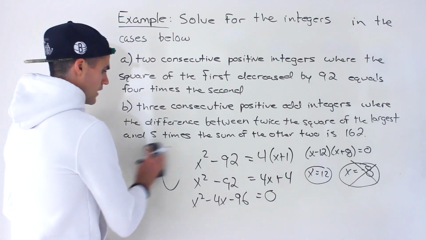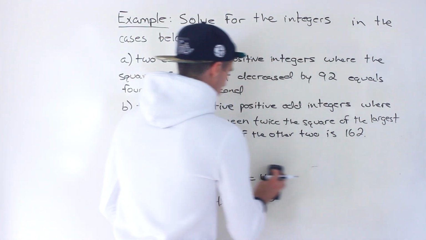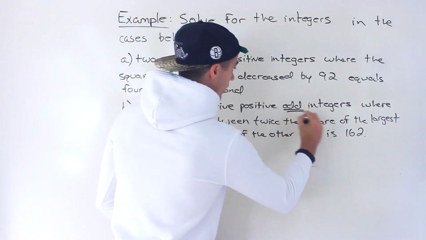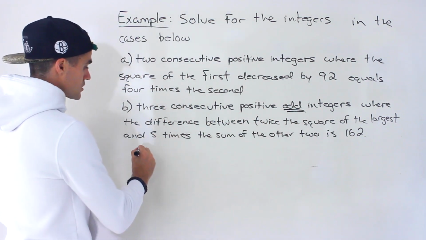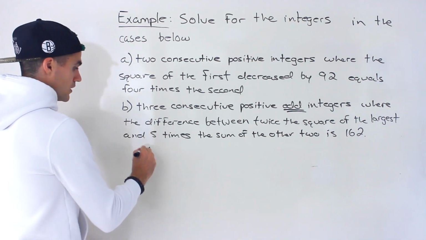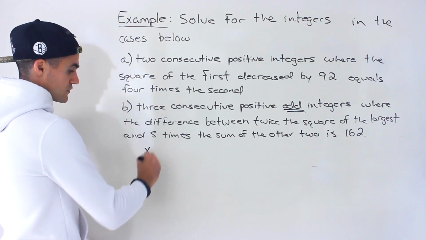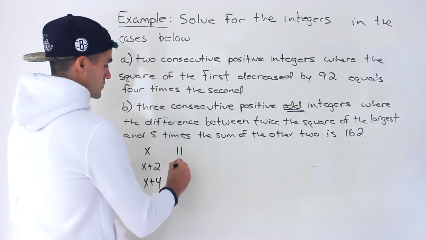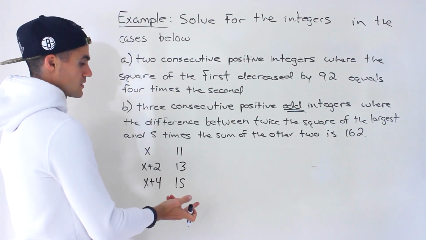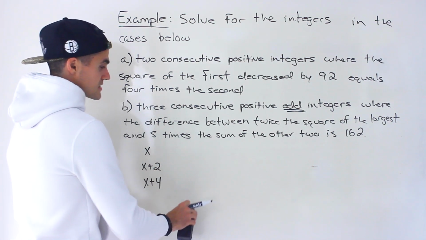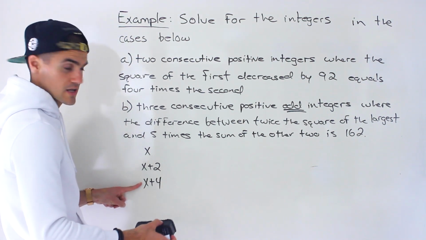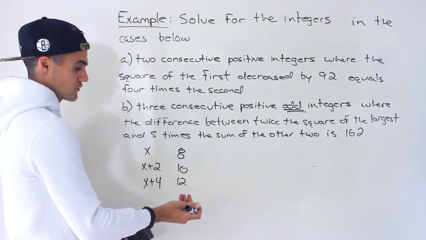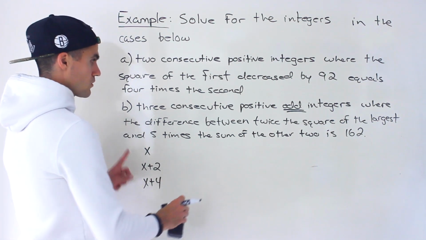Now, in part B, notice that we're dealing with three consecutive positive odd integers. Whenever we have consecutive odd or even integers, as we showed in the videos before, you want to represent them with a difference of 2 between them, and there are 3 of them in this case. If we have 11, this would be 13, this would be 15. The difference between them is 2. Same thing if we had 3 consecutive even integers, like 8, 10, 12. They also have a difference of 2 between them. So this would be it here.